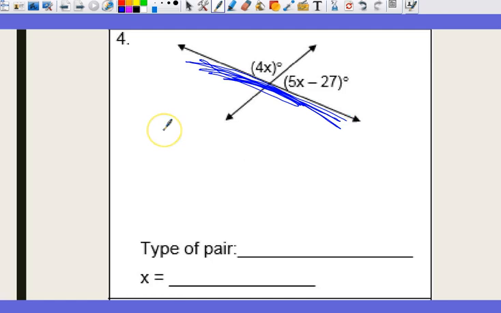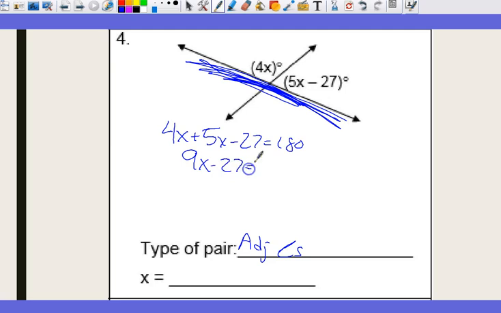So the equation, how many degrees are in a straight line? 180 degrees. So we have this angle plus this angle make a straight line, which is 180 degrees. That's the equation. These are called adjacent angles. Combine like terms. 9x minus 27 is equal to 180. Add 27. We get 9x is equal to 207.